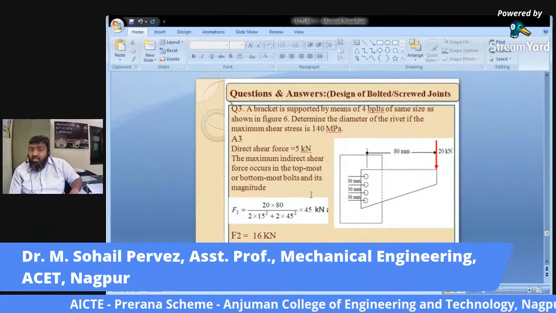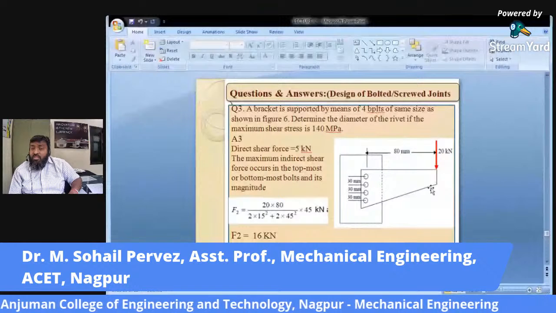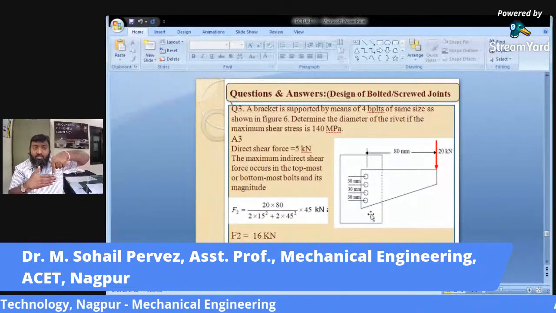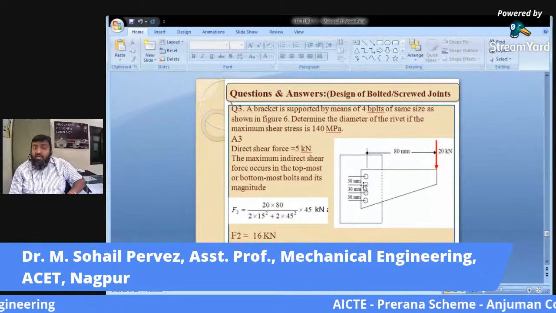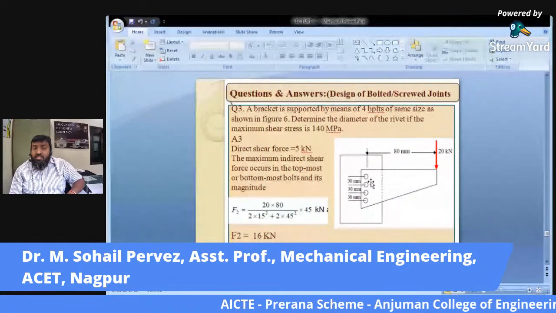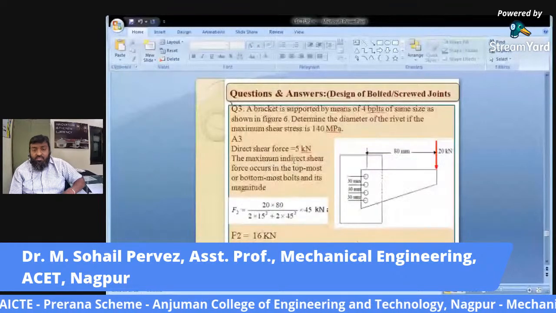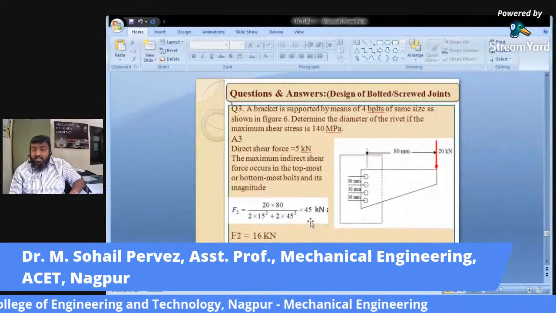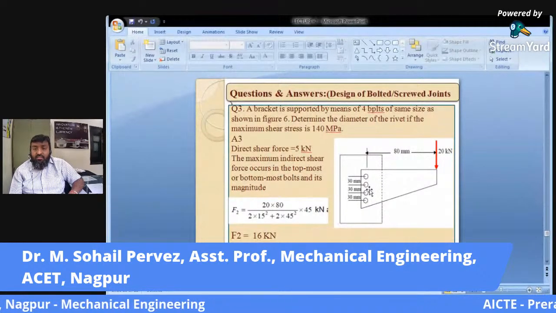This numerical is from case 1 because the eccentric load is applied in the plane of bolts. So the load is applied in the plane of bolts. So this is the primary or direct shear force. The next one is secondary. Now, since we know the basic formulae, we can say that the CG will lie at the center.